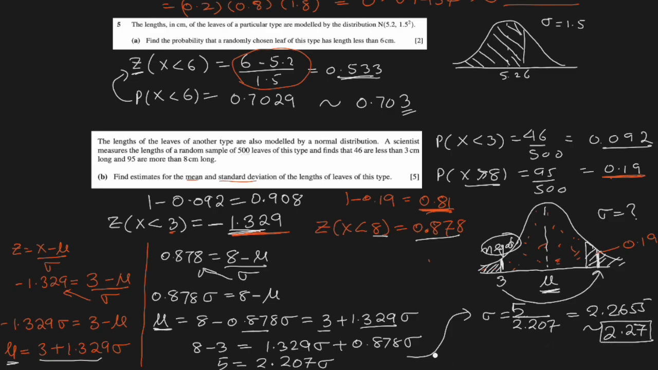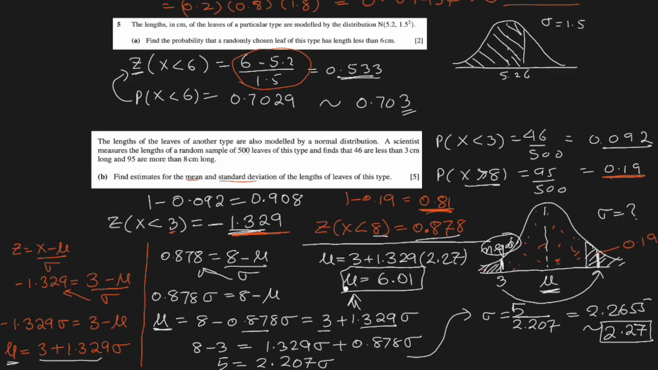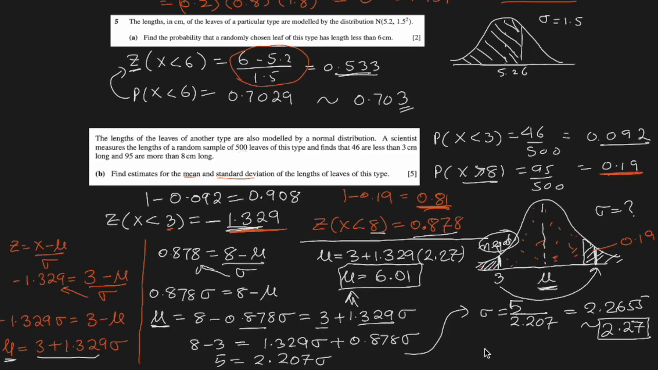This is sigma. So mu can be found from any one of these. Let me use this one. So mean is equal to 3 plus 1.329 times sigma, which is known to us now, 2.27, right? So mean will be 6.01 approximately. Got both of them. All right, proceeding.